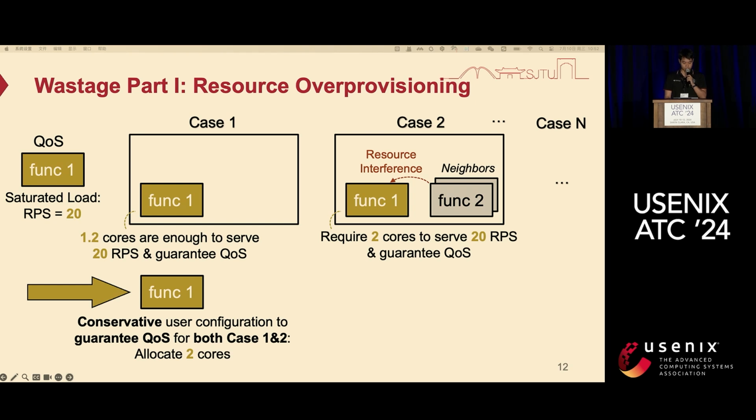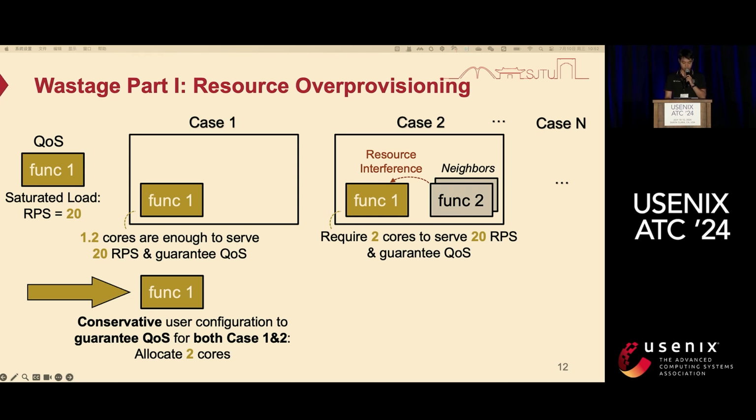We know that each instance is configured resources mainly because the instance needs to meet its performance requirements, that is, its QoS requirements. For example, a function's QoS could be that its 99% tail latency should be less than 20 seconds. However, even if the instances are processing the same load, their performance varies, and their resource requirements differ in different situations. For example, when the instance in the figure is processing a full load, that is an RPS of 20, the function 1 instance in case 1 may need only 1.2 cores to process 20 RPS and guarantee QoS.